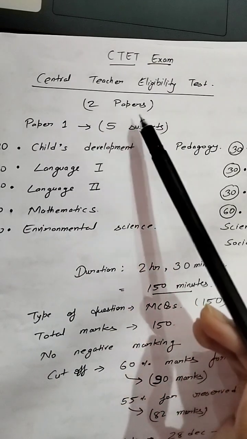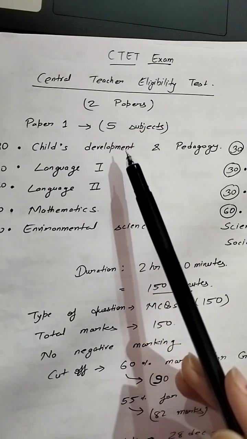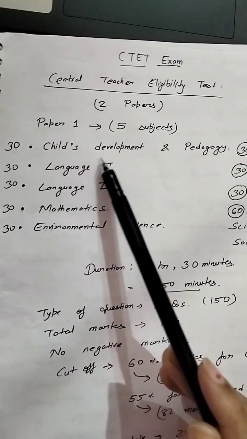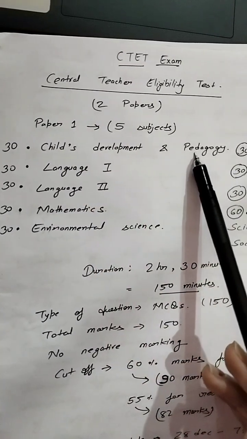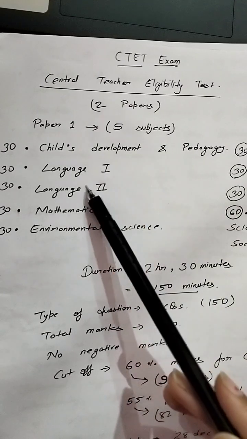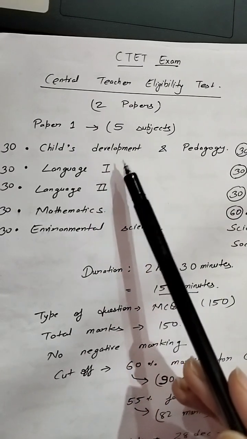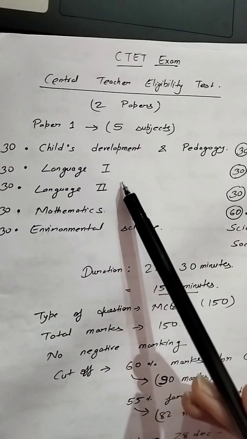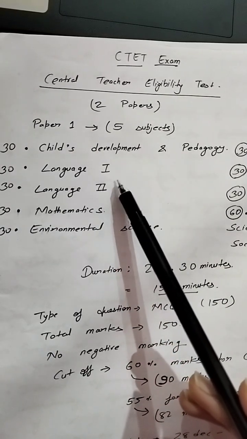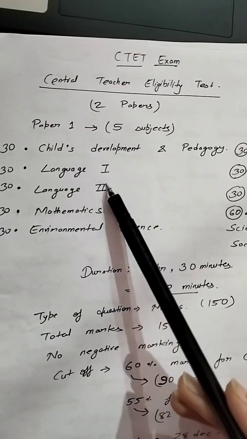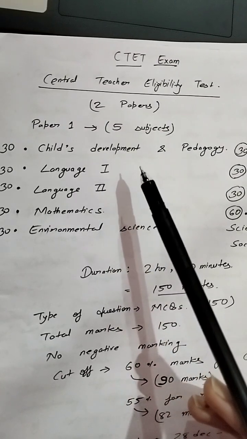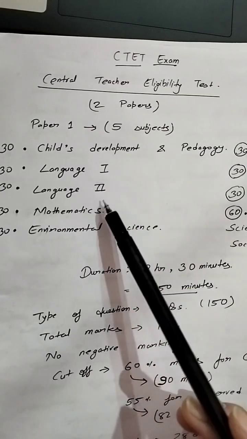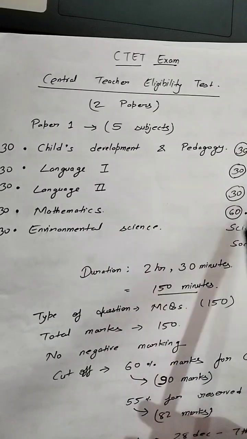The first paper is going to be of 5 subjects. The first subject you have to study is child's development and pedagogy. Then there's going to be language paper 1 and language paper 2. One would be English, of course, and the second one can be on the basis of your likes and dislikes. So if you're into Hindi or any other regional language, you can choose accordingly. Then there's going to be mathematics, then environmental science.